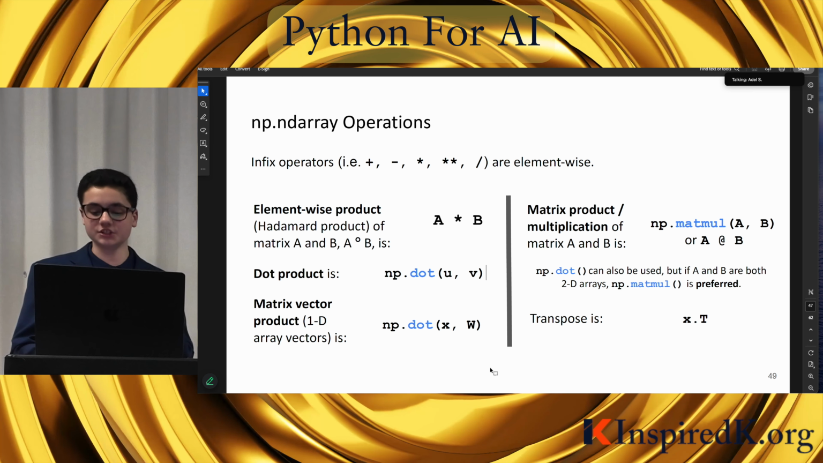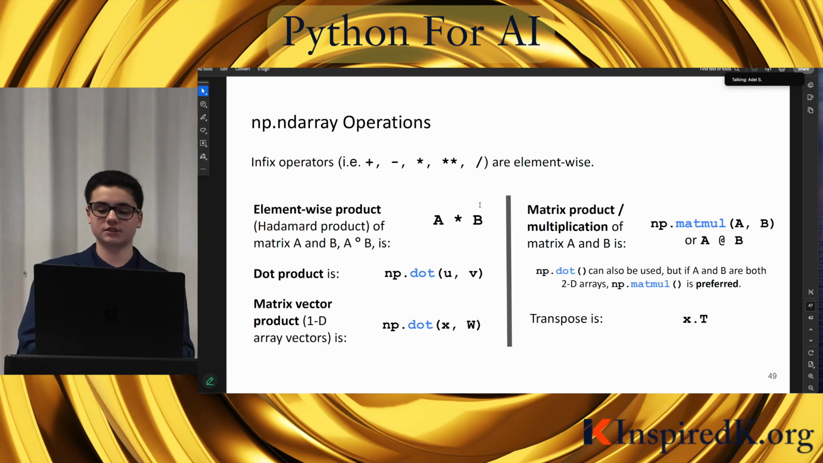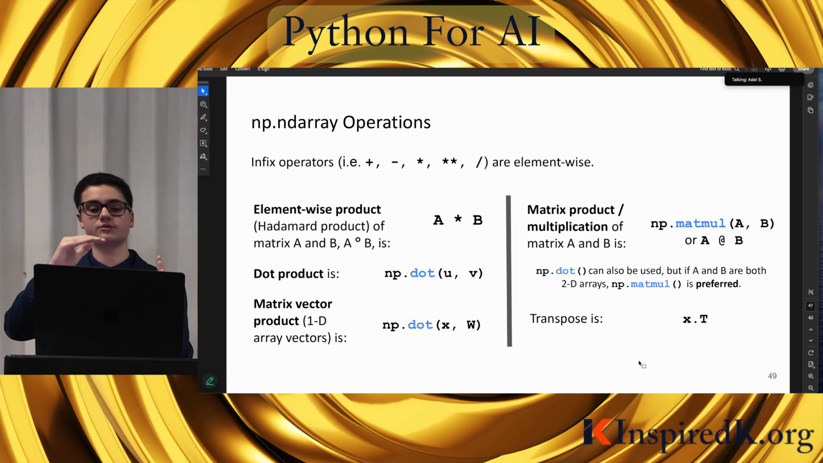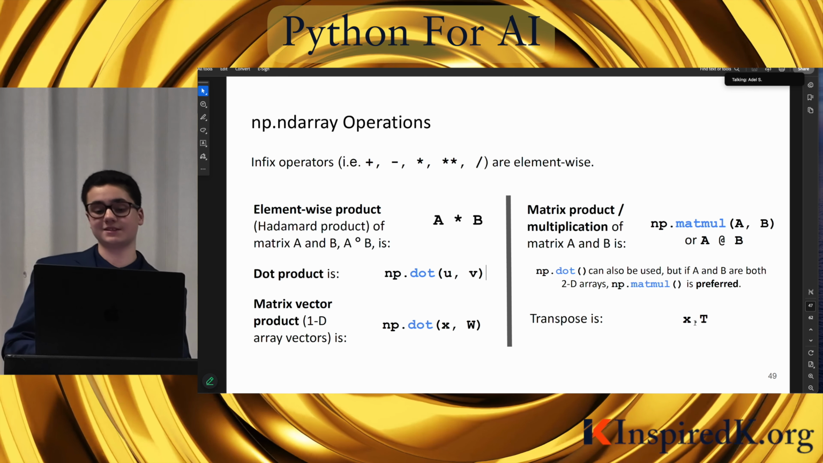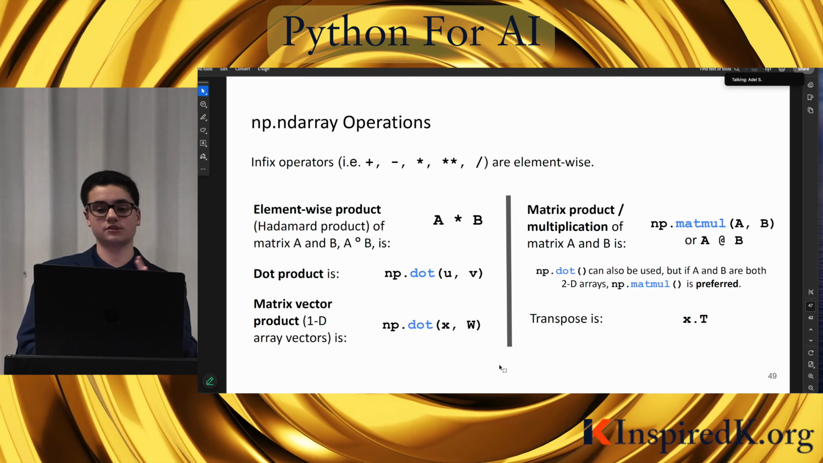Finally, the transposition of a matrix is when the rows and columns are switched in a matrix, and it can be done by using matrix.T to transpose its rows and columns.